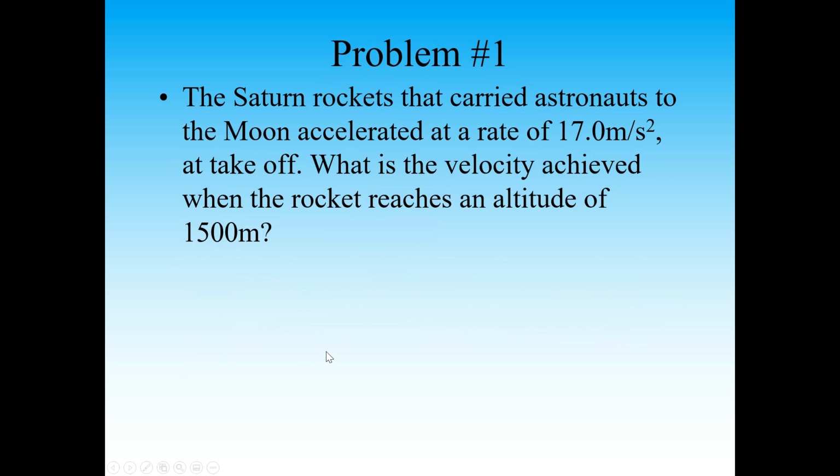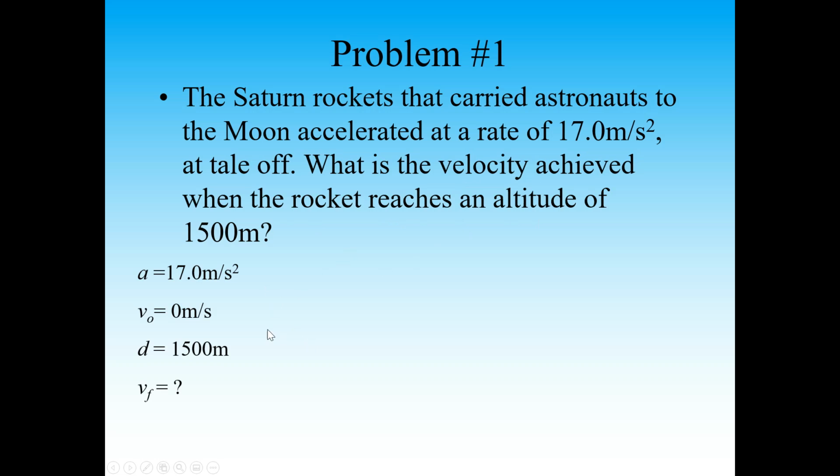So problem 1. A Saturn rocket carried astronauts to the moon and accelerated at a rate of 17.0 meters per second squared at takeoff. What's the velocity achieved when the rocket reaches an altitude of 1,500 meters? So let's figure out what we know. We know we have an acceleration, and accelerations always have units of meters per second squared. We know we have a distance. We actually know what our initial velocity is because it is starting from rest. What we don't know is the final velocity. What's the velocity achieved when the rocket reaches 1,500 meters?